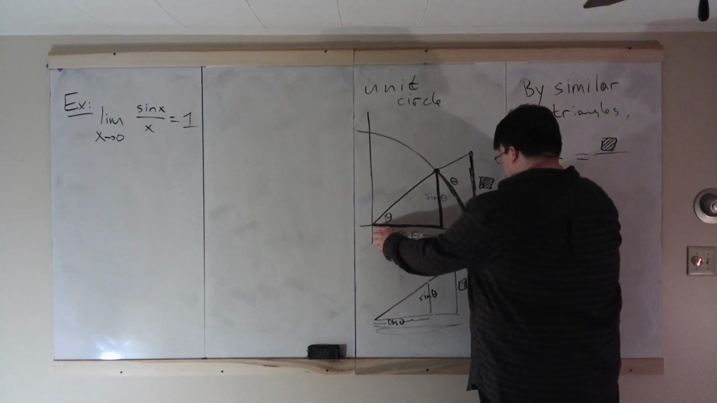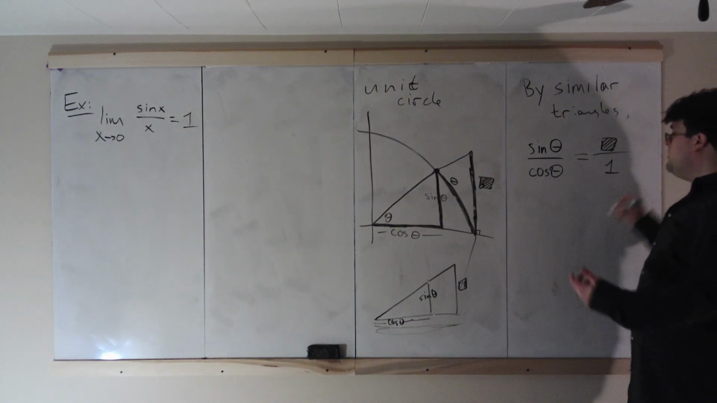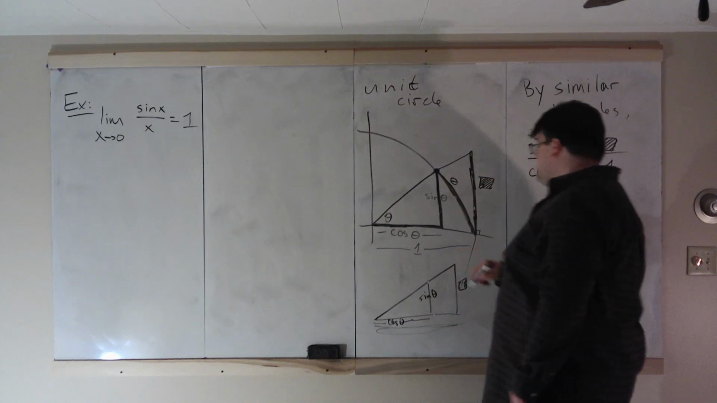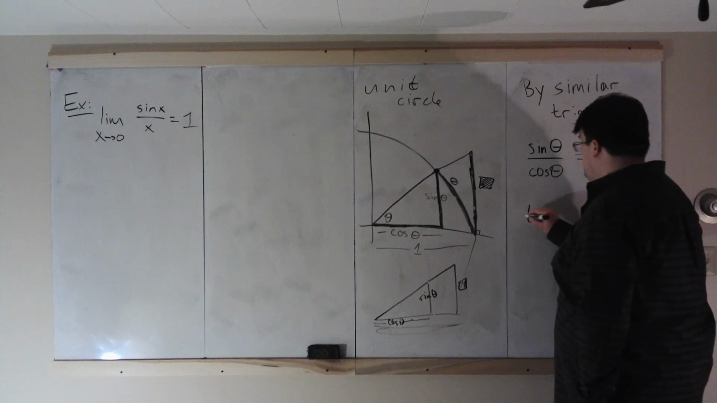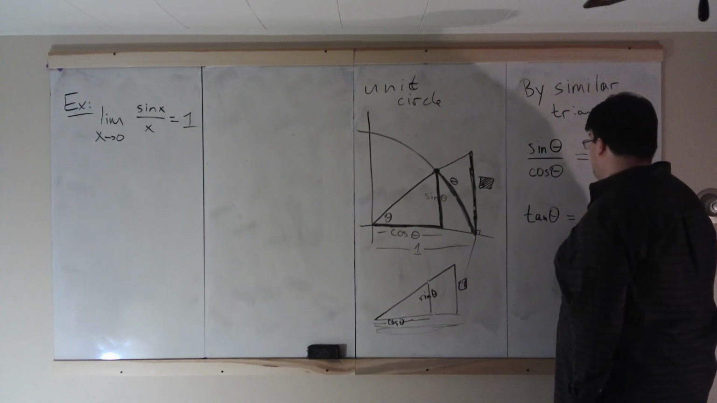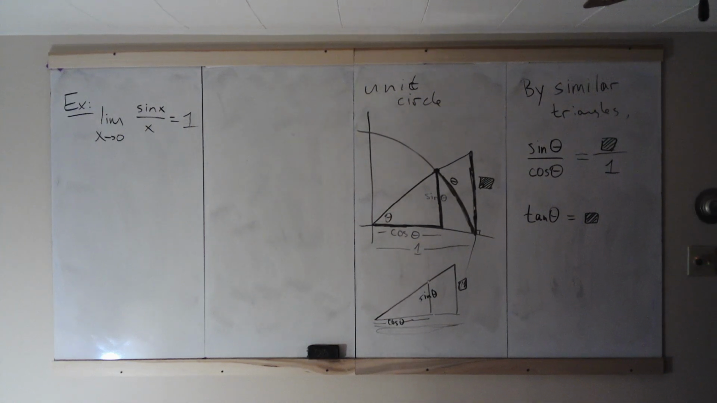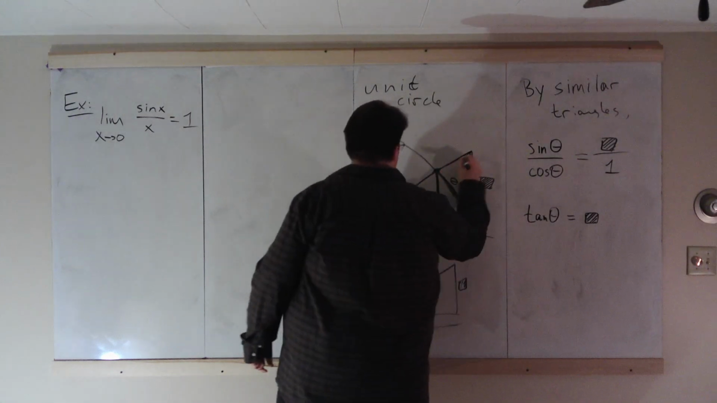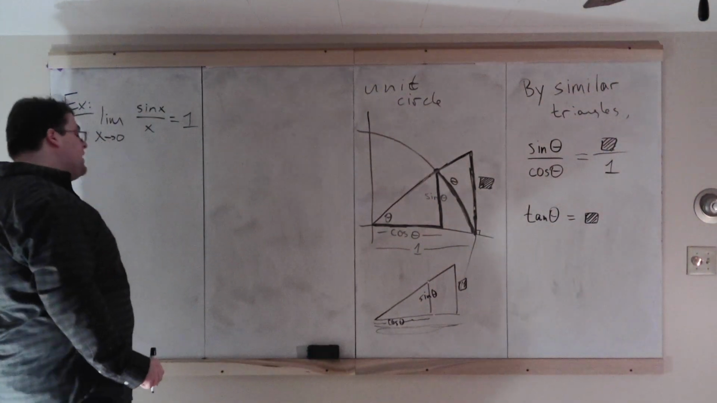Well, let's look up here. What is this distance? Well, that distance is just the radius of the unit circle. So that distance is 1. So simplifying this, we find that box equals tangent of theta. So in this diagram, it's supposed to be like a straight line going out. In this diagram, that box is tangent of theta.